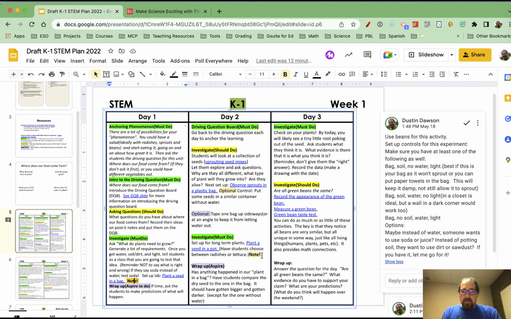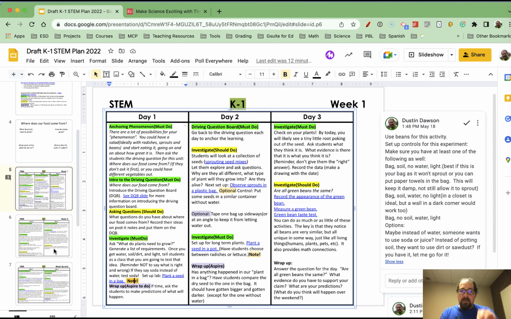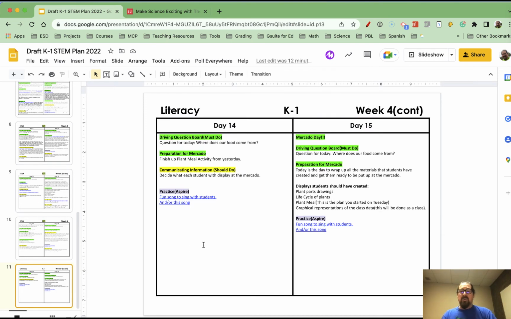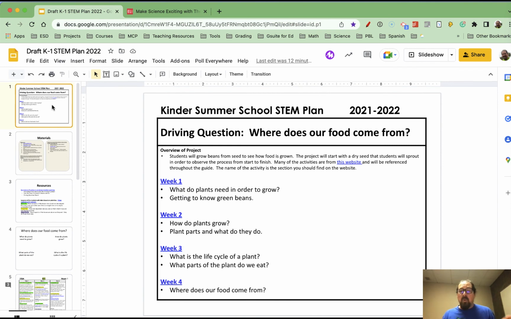Next, we start doing the regular things. I'm not going to go through every step, but those are two really important ones. At the end of this unit, students are going to be creating basically a display. They're going to have a life cycle poster, a set of drawings, and plant part drawings. They're going to have their plants themselves, and they should be able to explain our overarching question: where does our food come from?